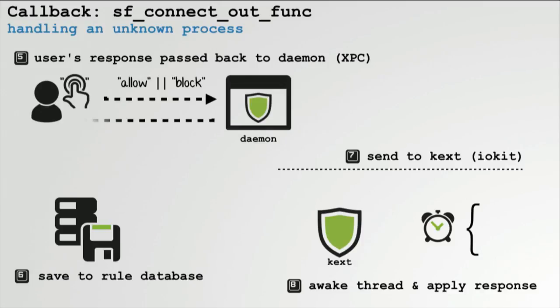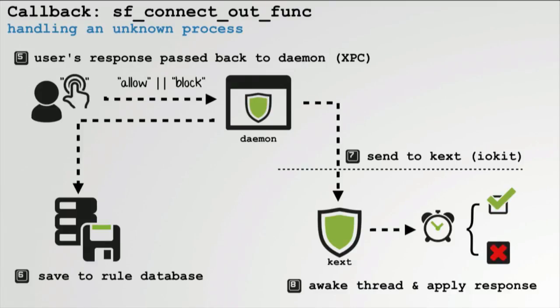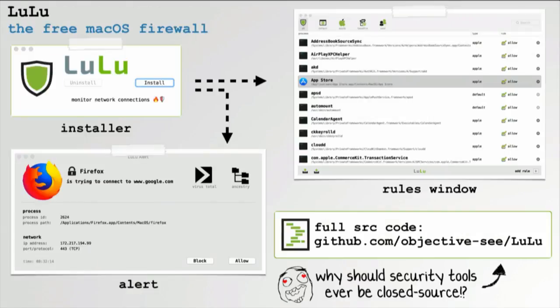Now, the user's response, they'll either have to click allow or block, will then be passed back to the daemon. The daemon will save this response to the rules database, so moving forward, it knows what to do, and then also sends this response back to the kernel component via an IOKit interface. The kernel extension will then wake up the thread that was put to sleep and then apply the action, either allowing the connection or blocking it.